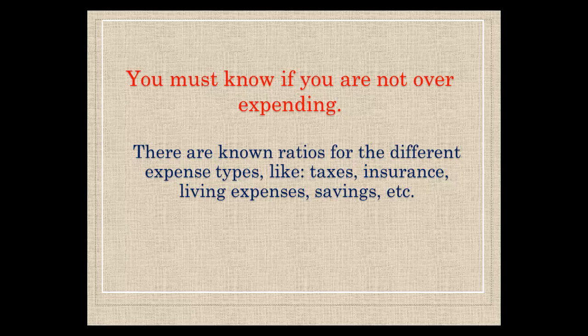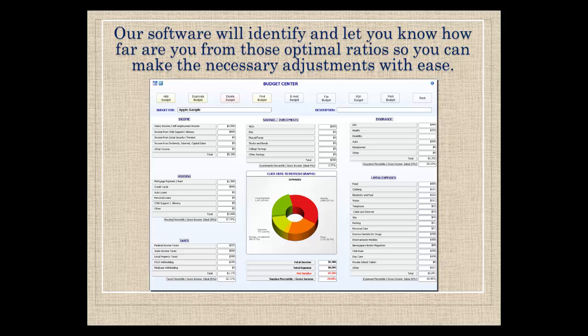First, you must know if you are not overexpending. There are known ratios for the different expenses types, like taxes, insurance, living expenses, savings, etc. Our software will identify and let you know how far you are from those optimal ratios so you can make the necessary adjustments with ease.